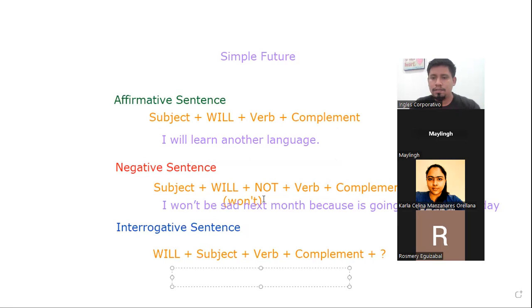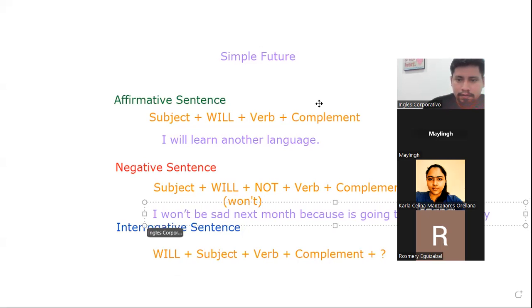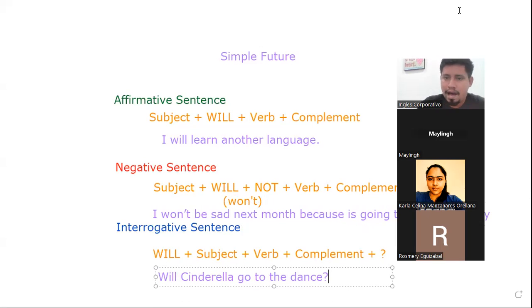I need a sentence using interrogative form. Can you please share one using interrogative form? Okay, good. Will Cinderella go to the dance? Okay, good. Let me copy and paste this part. Okay, good, there you have. These are the three examples that I've taken from yours, using affirmative, negative, and interrogative sentences.